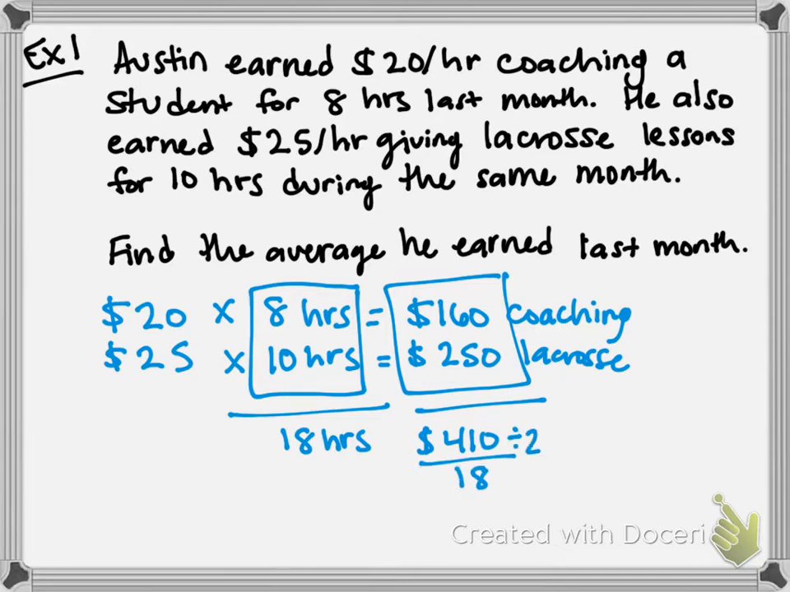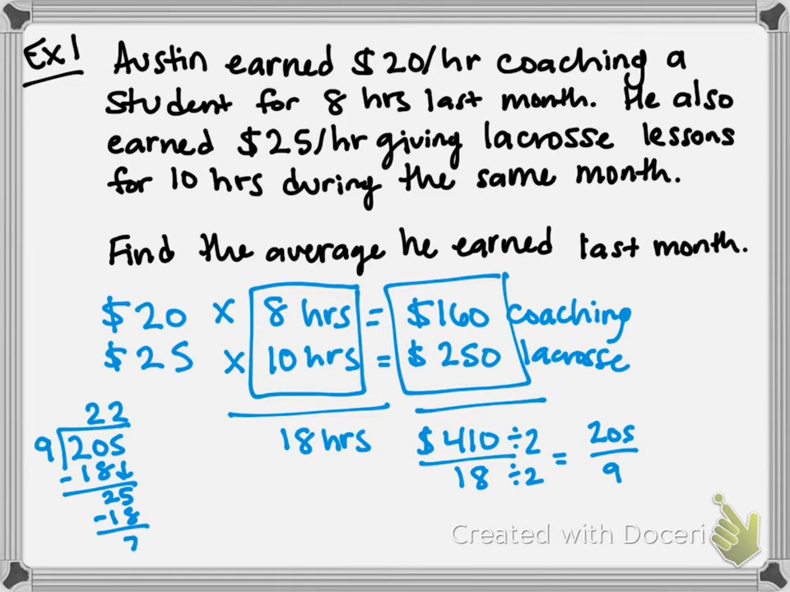Those are both divisible by 2. So I would get 205 divided by 9. And if I do the math, 9 goes into 20 twice. Minus 18 is 2. 9 goes into 25 twice. Minus 18 is 7. Add a decimal and a 0. 9 goes into 70 7 times. Minus 63 is 7. 9 goes into 70 7 times.